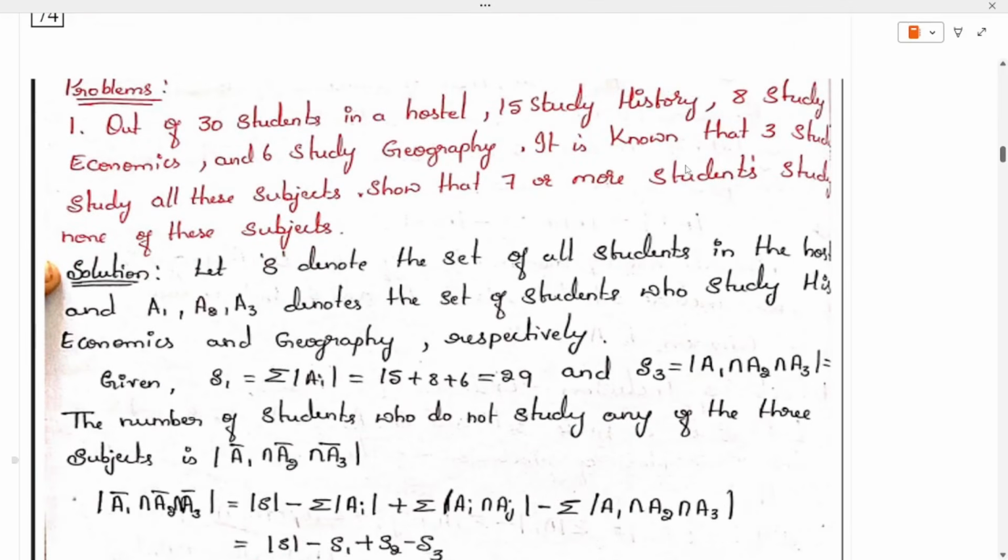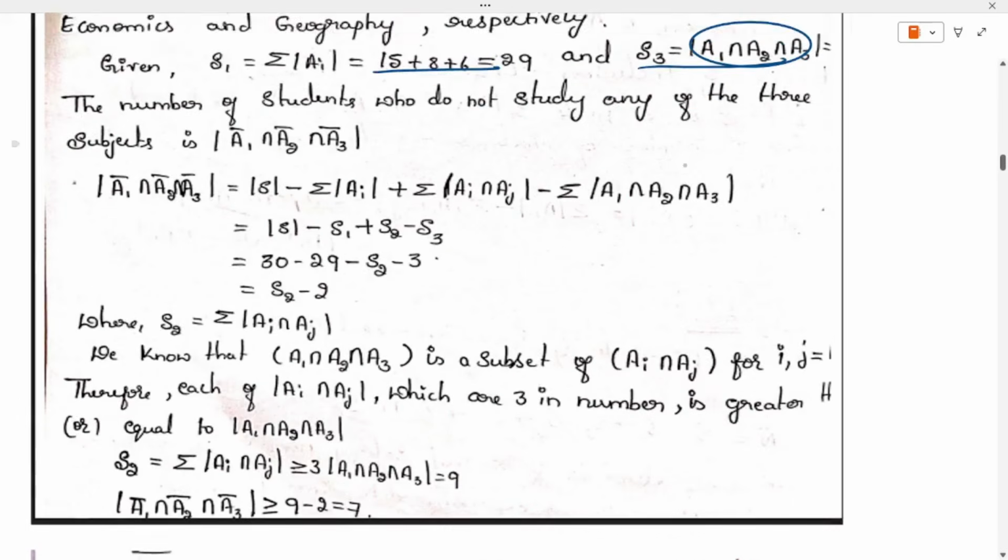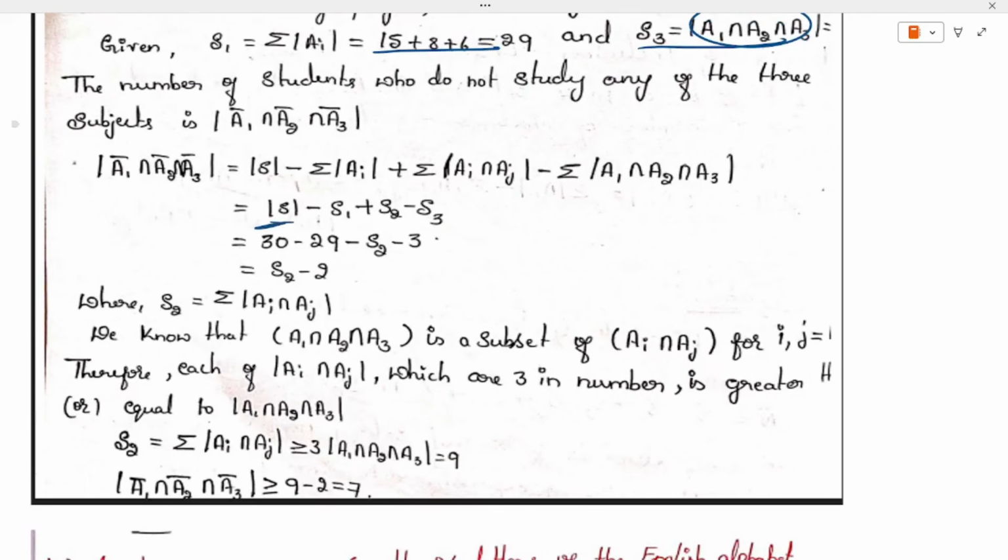And here it is about 30 hostel students in a hostel studying history, economics and so on. They have given the total first, you take that out and take the intersection, that is, how many are studying common subjects. Next, first take the individual, that is, the total 30 students minus those studying one subject, two subjects and three, and you subtract and you will get S2 minus 2. So you have to find the value for S2.